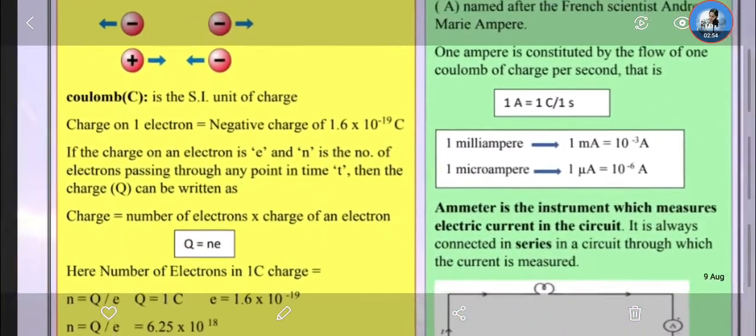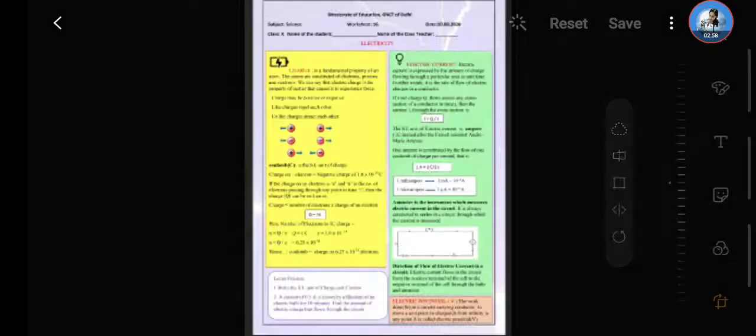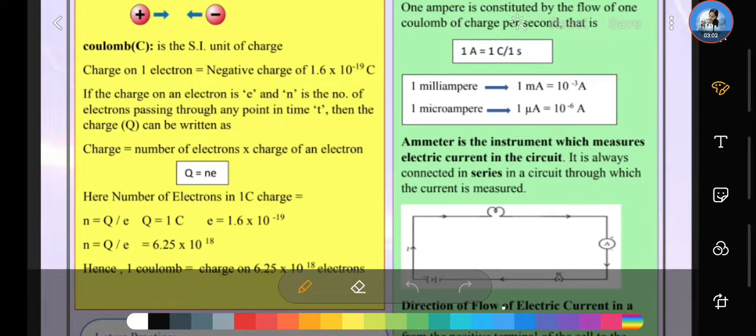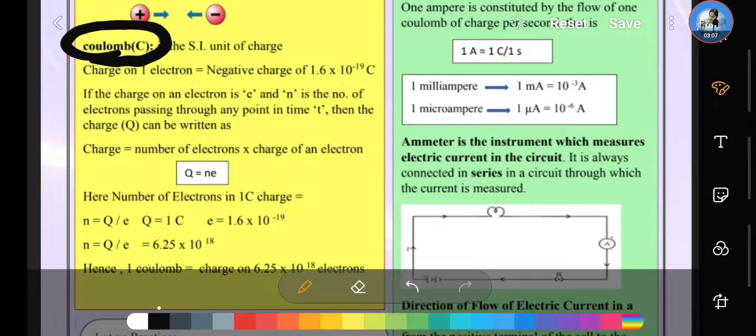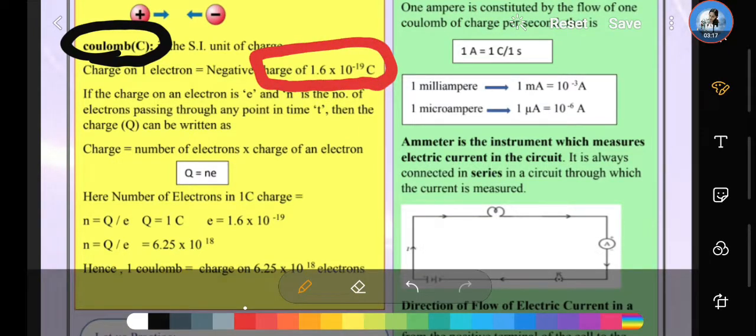Now let's move on to the units. Okay students, what is the unit of charge? The unit of charge is coulomb. We measure charge in coulomb. What is the charge on 1 electron? The charge on 1 electron is 1.6 × 10^-19 coulomb.